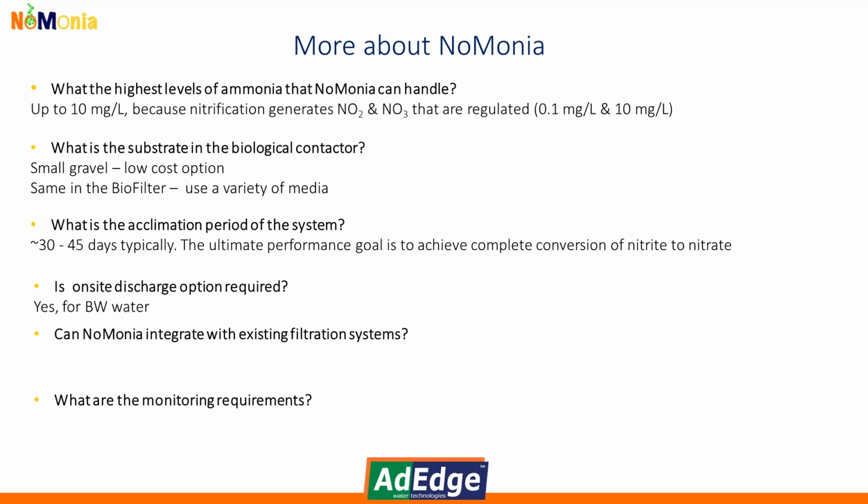You will have some backwash water to discharge. You could add the contactor to an existing filtration system. So if you already have a filter, you could add this up front to enhance the process for the ammonia reduction. And then we do include some monitoring systems for nitrite, DO, and ammonia in there.